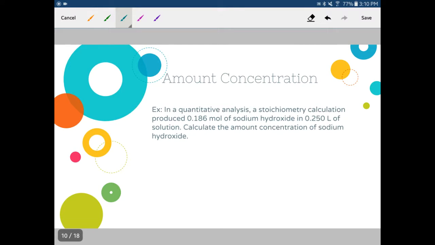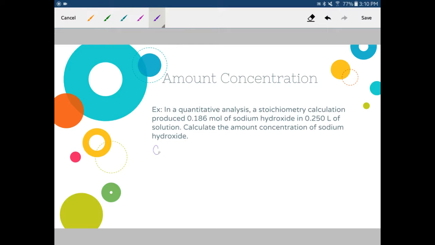So let's just jump right in. We'll look at a few examples here. This says, in a quantitative analysis, in a stoichiometry calculation, produced 0.186 moles of sodium hydroxide in 250 milliliters or 0.25 liters of solution. Calculate the amount concentration of sodium hydroxide. So we take a look at this.